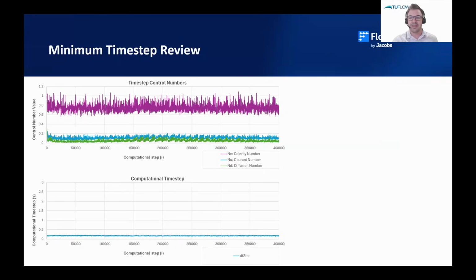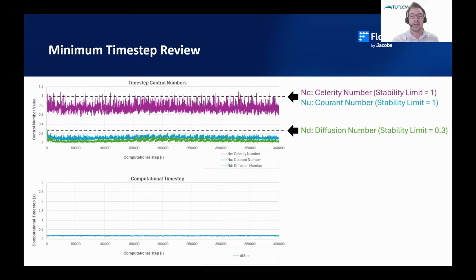In the top graph, we have the celerity number as purple, the current number is blue, and the diffusion number is green. Now, whichever one of these approaches its defined limit, which I've specified there as 1, 1, and 0.3, provides insight to me as to hydraulic behavior that influences why the model had to run at a certain time step.